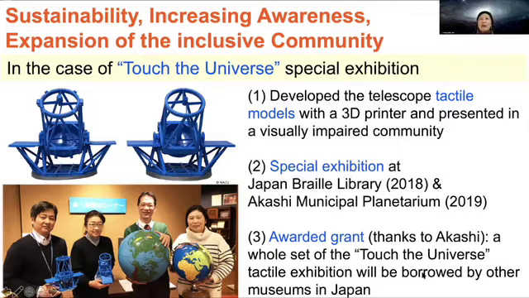The announcement of the exhibition reached many museums and planetariums in Japan. Akashi Municipal Planetarium, located outside of Tokyo, contacted us, and Japan Braille Library and I helped them hold a similar exhibition in 2019. The group photo taken at Akashi Municipal Planetarium shows 2 planetarians, including the director of Akashi, a staff member of Japan Braille Library, and myself.